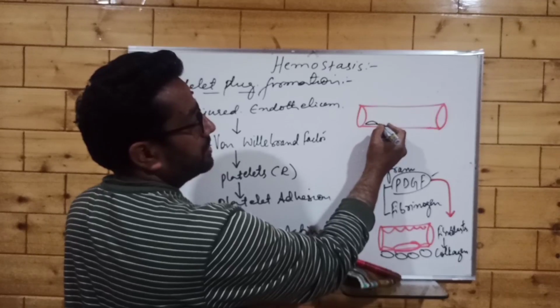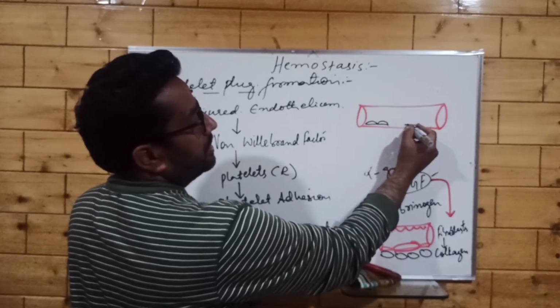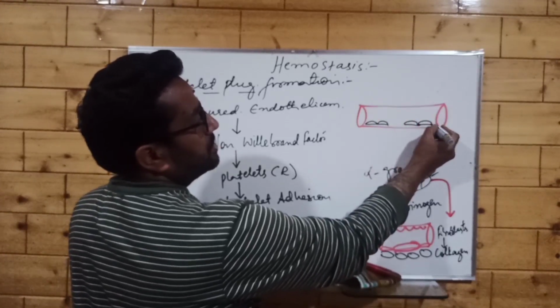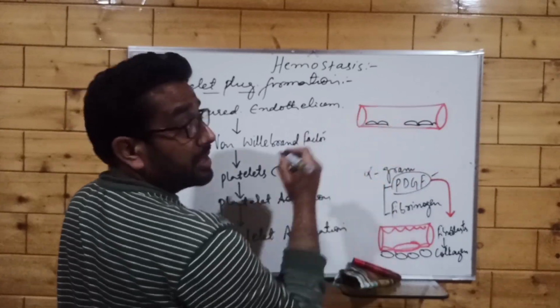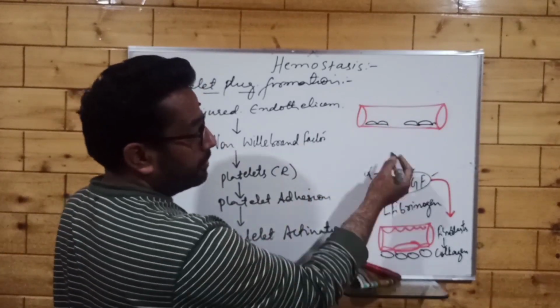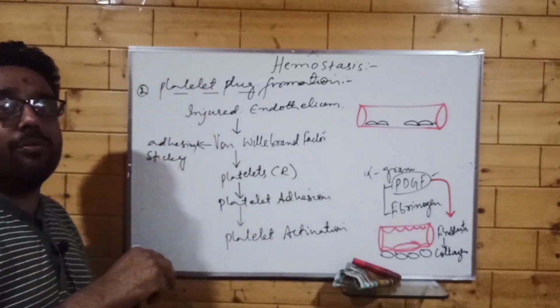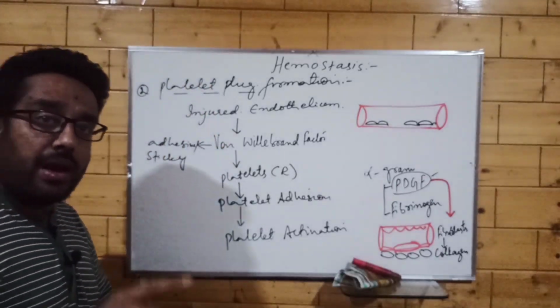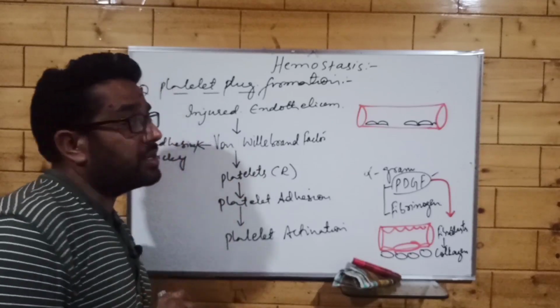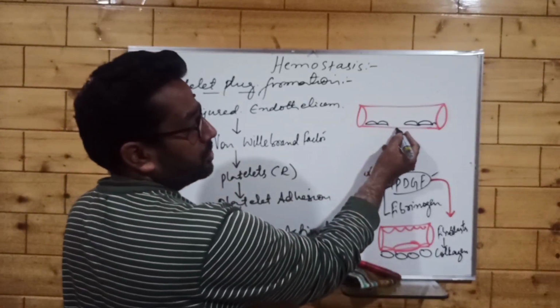This is one cell, say for example it is another cell, and this is another cell. So this is the site of the injury. Now PDGF, platelet derived growth factor, will attract fibroblasts towards the site of the injury, and once they come towards the site of the injury, they will lead to the formation of collagen.